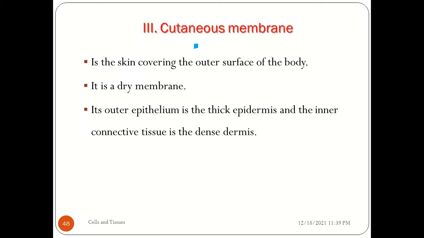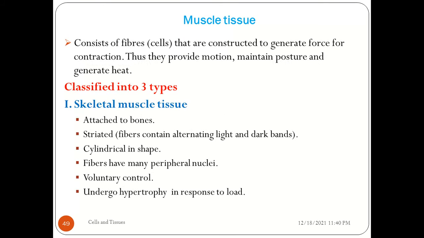The third one is the cutaneous membrane. It is the skin covering the outer surface of the body. It is a dry membrane. By the way, cutaneous means skin. Its outer epithelium is the thick epidermis, and the inner connective tissue is the dense dermis. This is the epidermis. So this is all about the membranes.